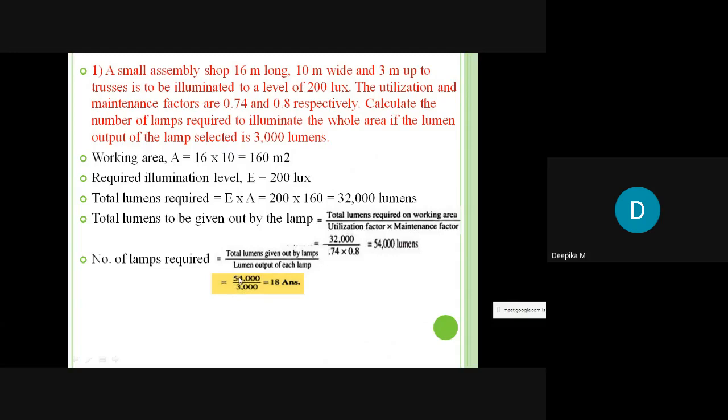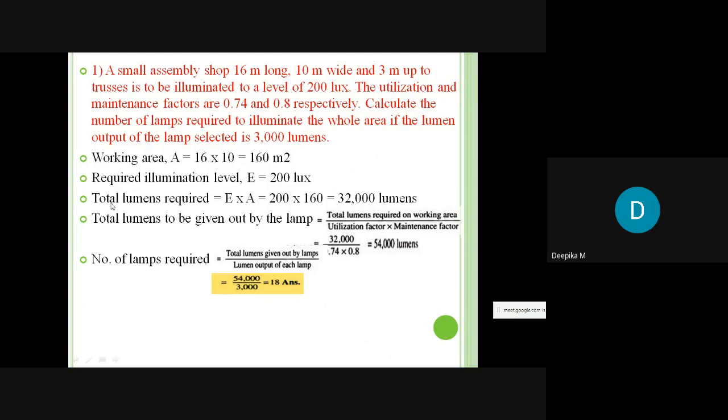So to calculate this, how do we proceed? First, this is the formula, which is nothing but total lumens given out by the lamps divided by lumen output of each lamp. The lumen output of each lamp they have given in the problem itself. And to calculate the total lumens given out by the lamps, we will go this way, that is total lumens required on working area divided by utilization factor into maintenance factor. If we divide this, then you will get the total lumens given out by the lamp.